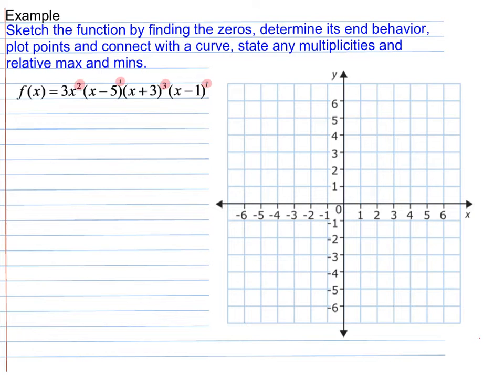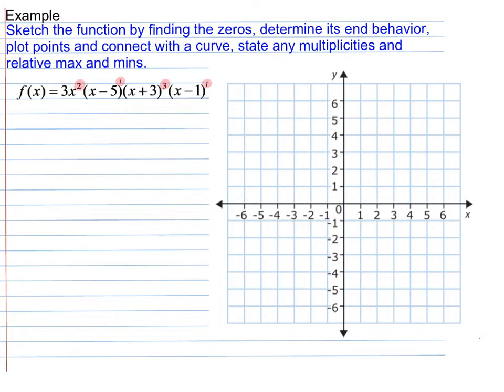So for this problem, it's already factored out for us. And this is basically saying that we have one of these, we have 3 of the x plus 3, 1 of the x minus 5s, and 2 x squares. It's already factored, so it's in factored form.